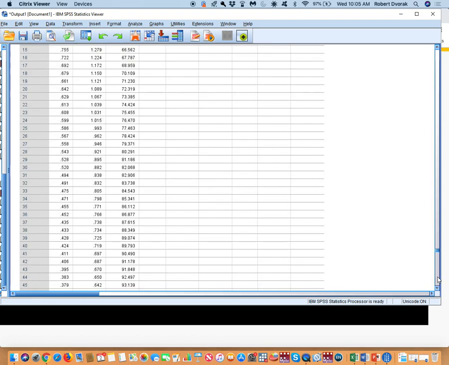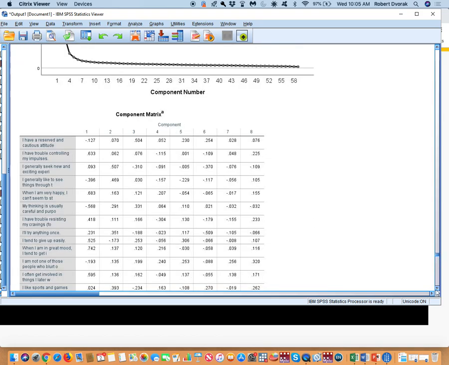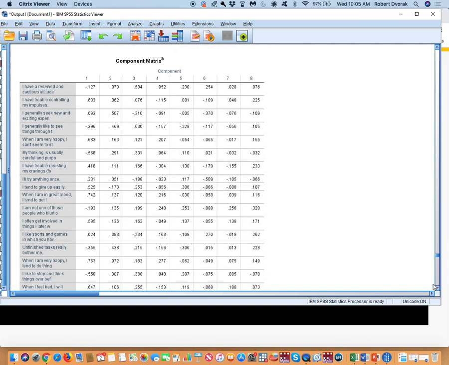We're going to jump past our scree, and here's our component matrix. And so notice here this first one loads on factor 3, but also on 5 and 6, just like it did before, right?